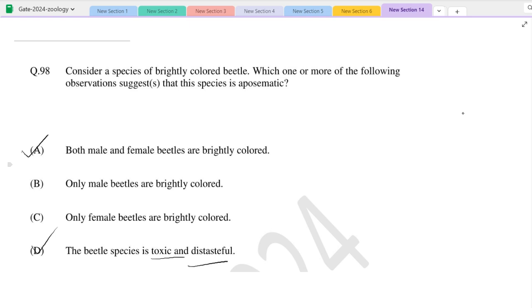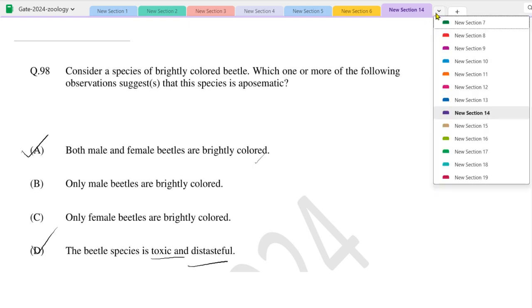They might have poisonous chemicals, so we should be really careful when accidentally touched or ingested. And similarly, since they are aposematic, both the male and the female beetles are likely to be brightly colored. So the correct answer here is option A and D. Moving on to the next question.